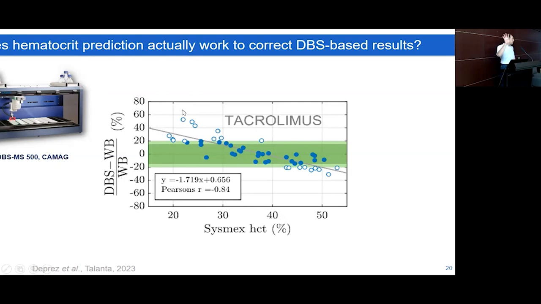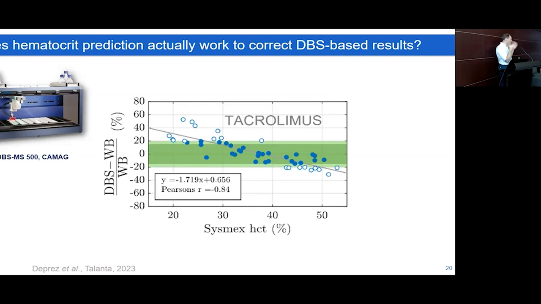This has to do with the peculiarity that we're working with automated extraction, where we are less flexible in the extraction conditions that we can apply. What we found is that we more easily extract the immunosuppressant tacrolimus from blood spots with a low hematocrit than from blood spots with a high hematocrit. So again we have some kind of hematocrit effect, which is really related to the extractability from the dry blood spot.